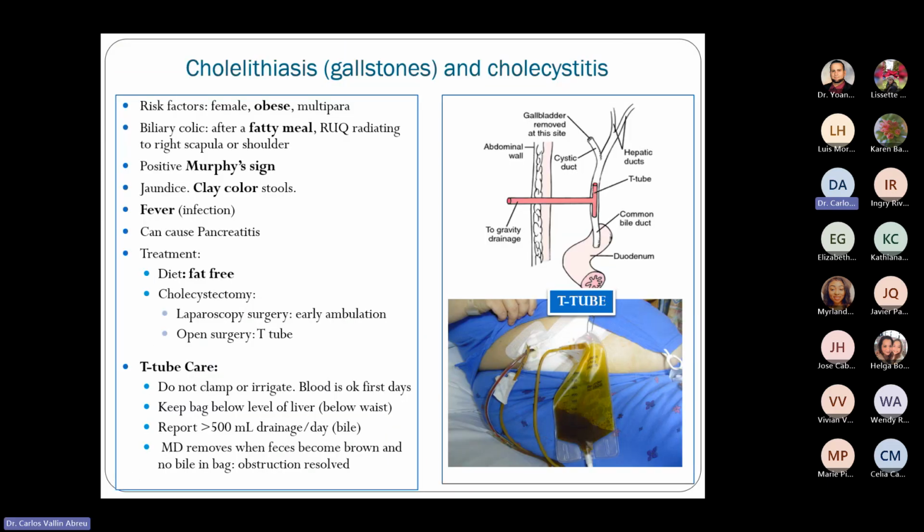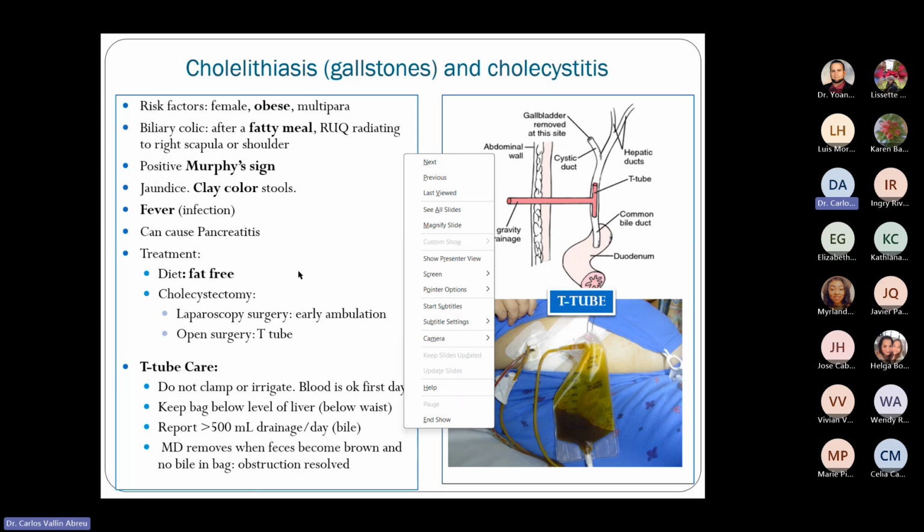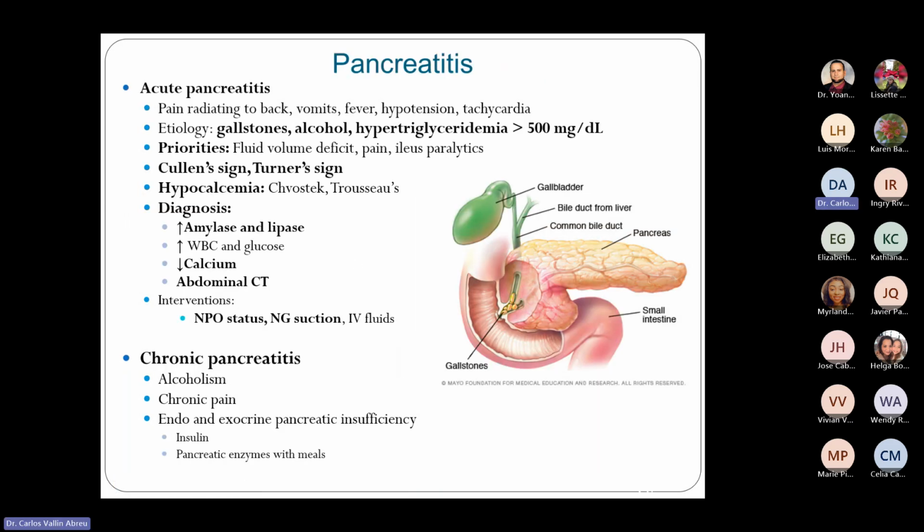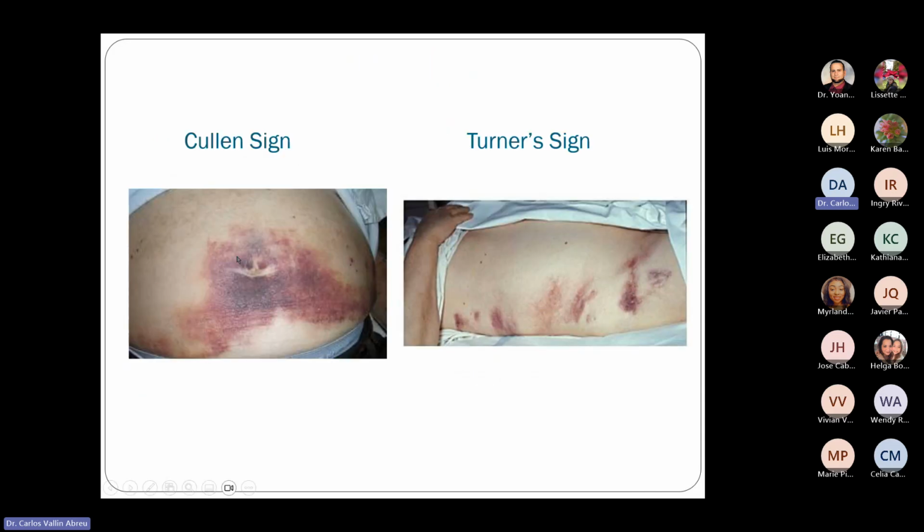Gallstones are more common in women, fat women, multiparous, and produce a lot of pain. And the solution is surgery, laparoscopic surgery. And the gallstones can be a cause of pancreatitis, which can be mild, but also can be severe and hemorrhagic. When the pancreatitis is hemorrhagic, it produces those signs in the abdomen, the Cullen sign and the Turner sign.